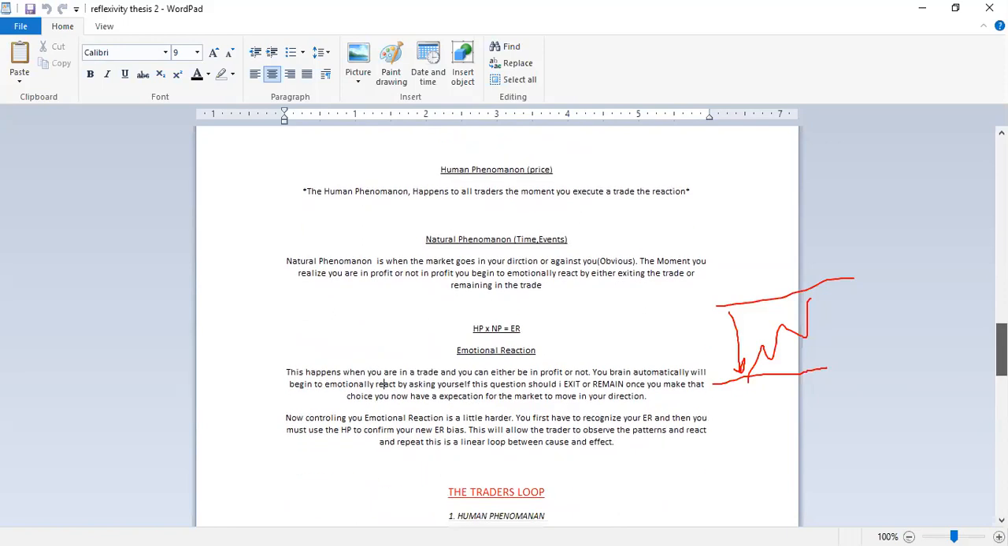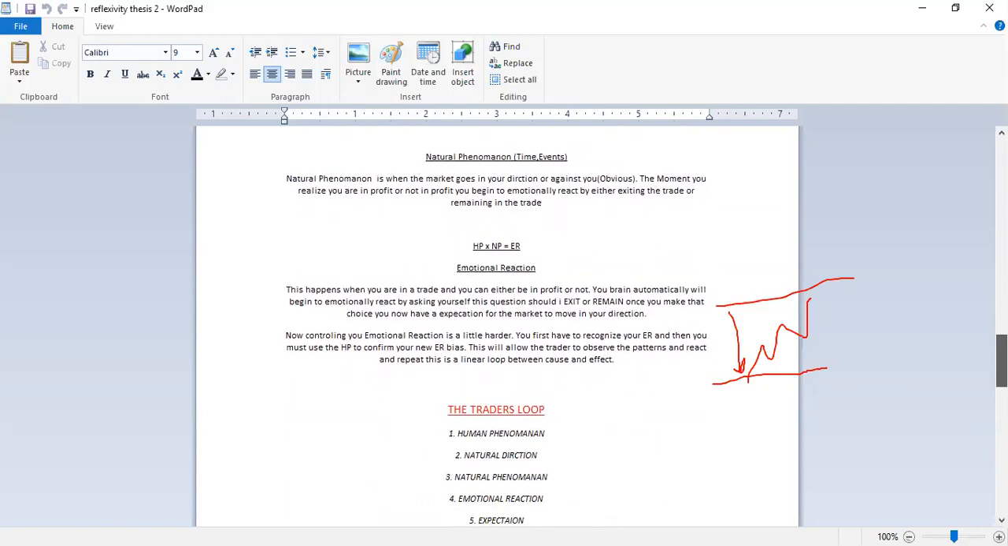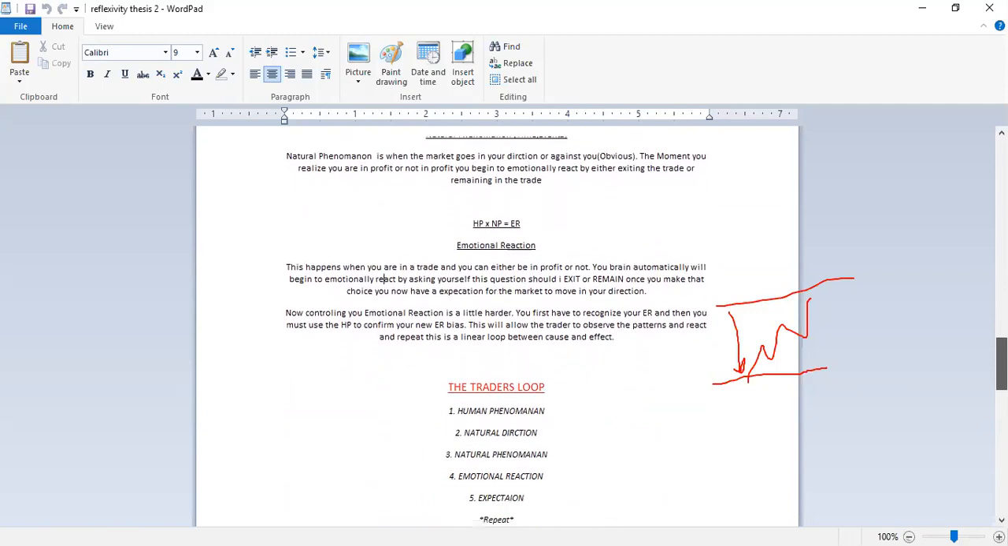So the HP x NP is equal to emotional reaction. So the emotional reaction is this. This happens when you're in a trade and you can either be in profit or not.